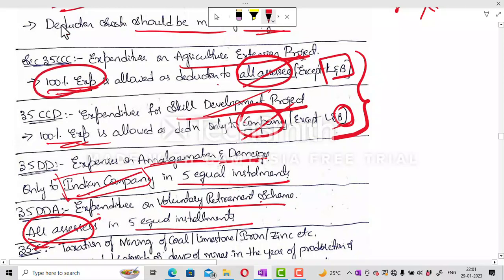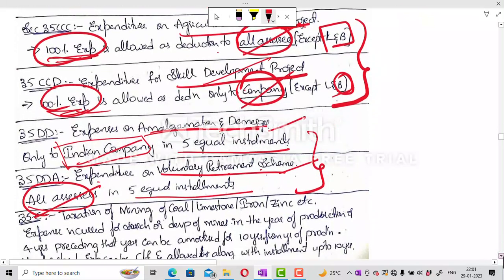Here 100% expenditure is available in a single year, skill development also for a single year, but amalgamation demerger and voluntary retirement scheme are eligible for 5 years. One more 5 years item is where the preliminary expenses are allowed over 5 years.